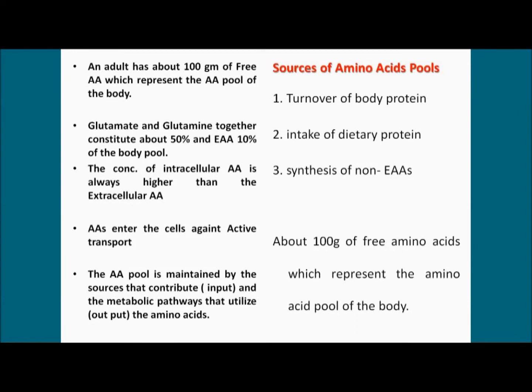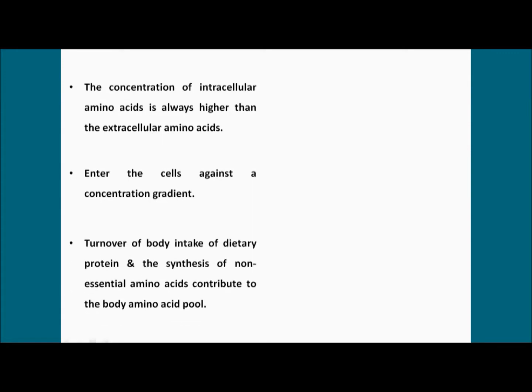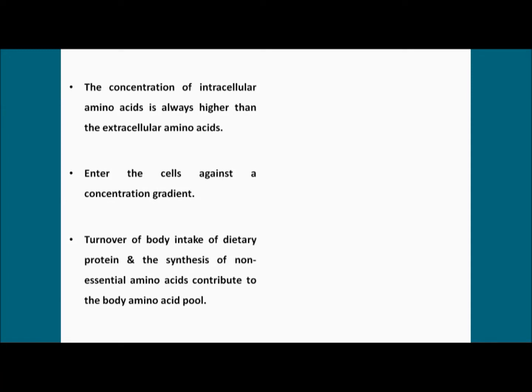Now I'm again repeating the same thing: about 100 gram of free amino acid represents the amino acid pool of the body. Here also I am giving the same line because you should know the quantity. Now you see, the concentration of the intracellular amino acid is always higher than that of the extracellular amino acid. We have already discussed, right? These amino acids enter the cell against a concentration gradient, right? And the turnover of body protein, intake of dietary protein and synthesis of non-essential amino acids contribute to the amino acid pool.